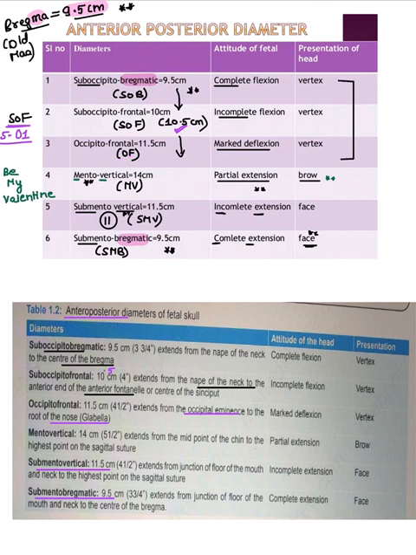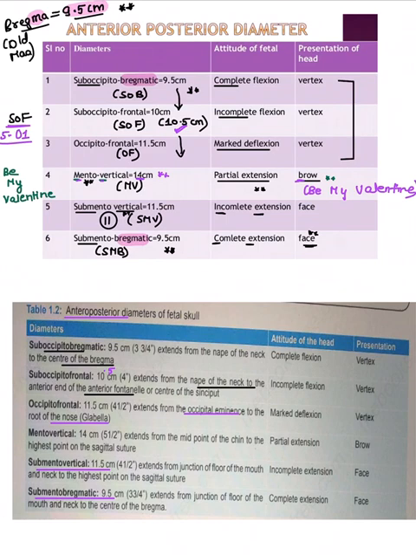Now coming on, guys, to the mentovertical. So this is a very good mnemonic, guys. BMV, that is Be My Valentine, guys. So if you ask someone to be my Valentine, when is Valentine's Day celebrated, guys? That is on 14th Feb, guys. So that is 14 centimeter, guys.